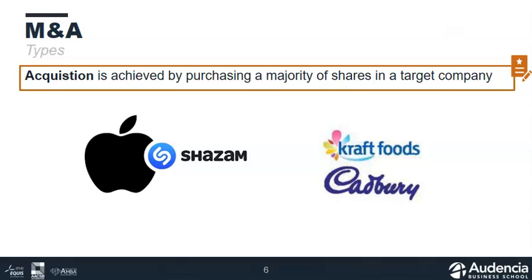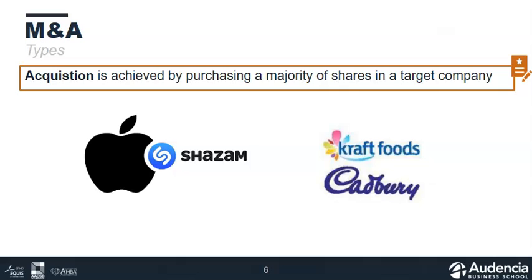The first of these is an acquisition, and we already mentioned this is basically achieved by purchasing a majority of shares in the target company. Now, most acquisitions are friendly. So in the case of Apple and Shazam, this was a friendly purchase of Shazam.